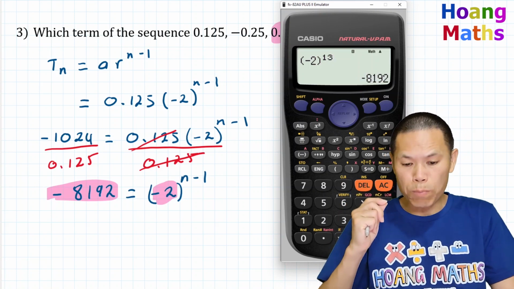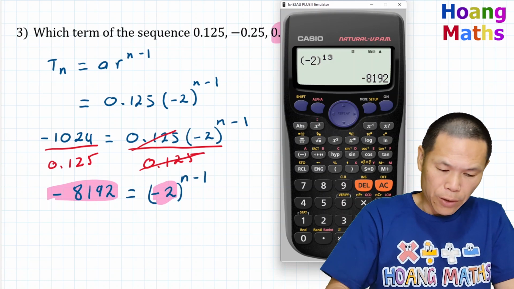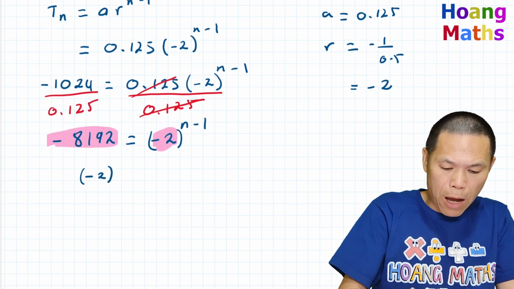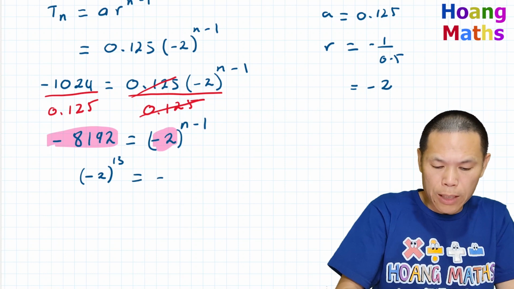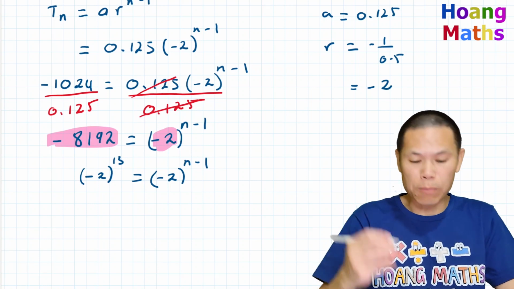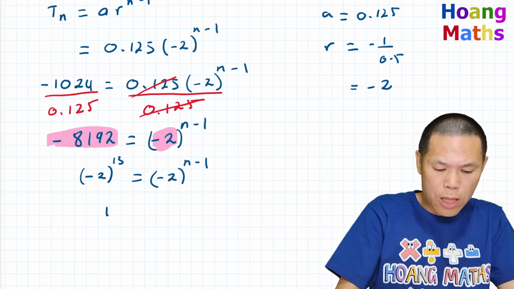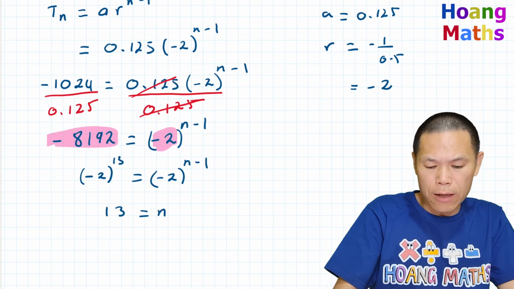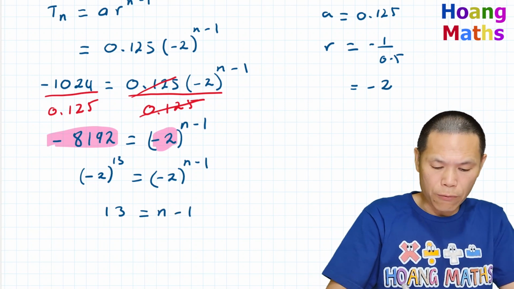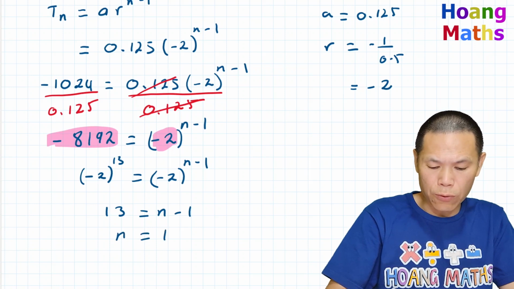So negative 2 to the power of 13. So let me just write this down. So negative 2 to the power of 13 will give me negative 2 to the power of n minus 1. So because the base is the same, therefore the index must be the same. So in other words, 13 is equal to n minus 1. And if we add 1 on both sides, therefore n must equal 14.